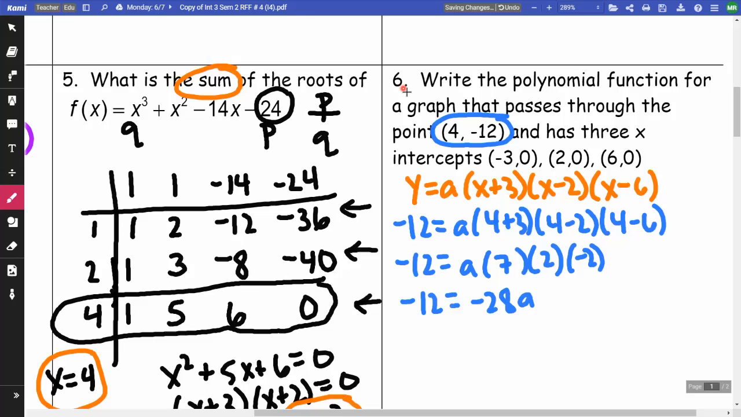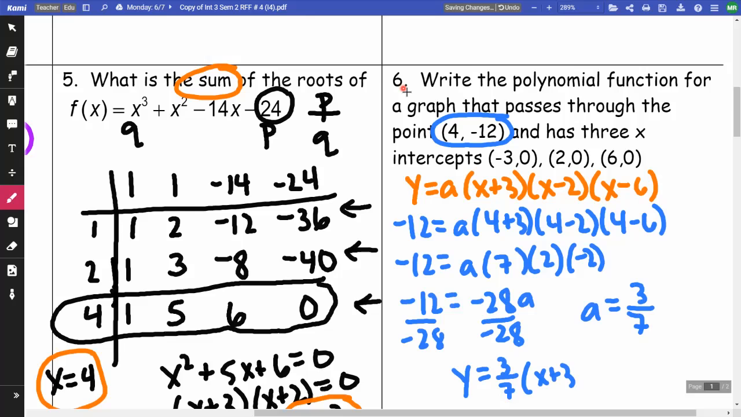So I'm basically going to divide by negative 28. So I get a is equal to positive, and 4 goes into the top 3 times and into the bottom 7 times. So y is equal to 3/7 times x plus 3, x minus 2, x minus 6. And that's my answer.